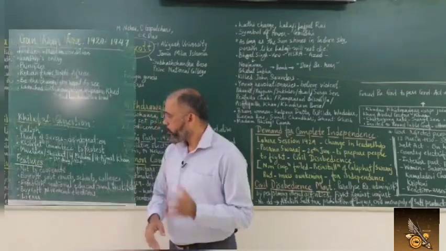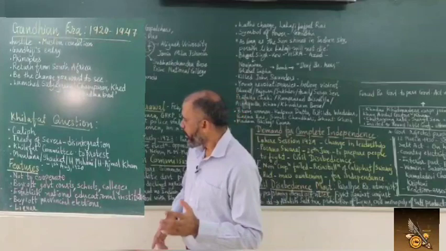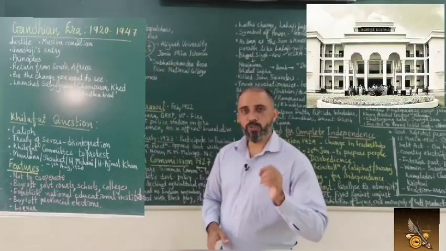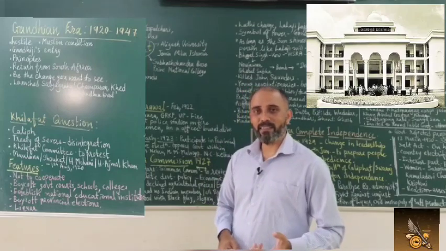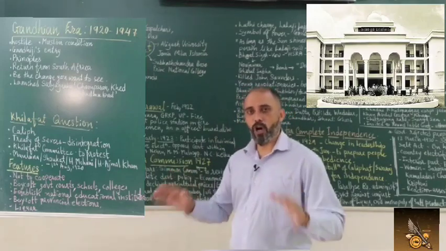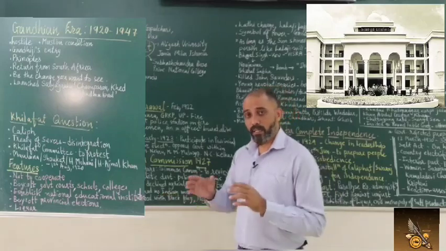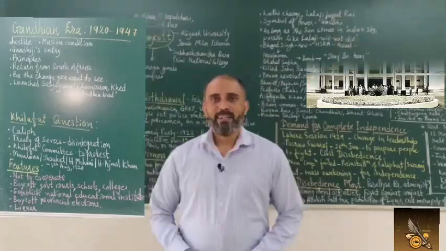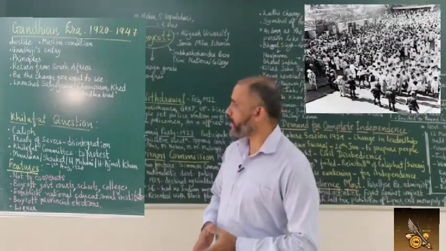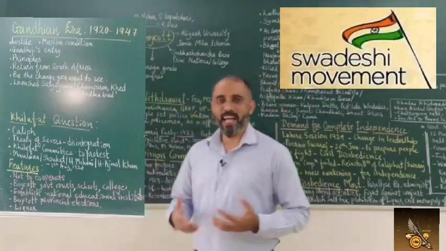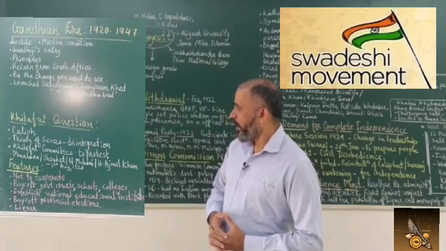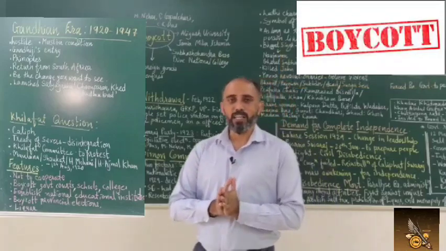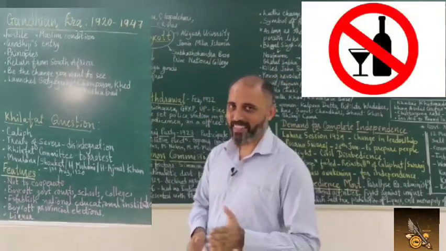So what were its features? Let's see quickly. First, not to cooperate. Second, boycott the government courts, schools and colleges. The people should stop going to the government schools and colleges run by the British, and they should form national educational institutions of their own. Along with Swadeshi and boycott, Indians demanded indigenous educational institutes. And for that matter, they boycotted even provincial elections, and they also asked for the prohibition of liquor.